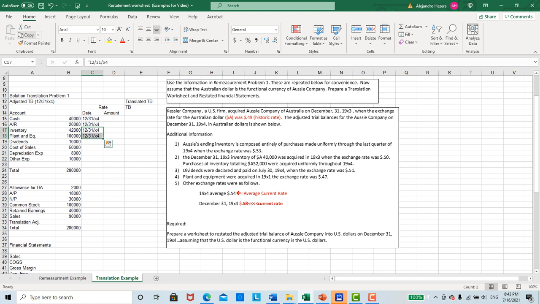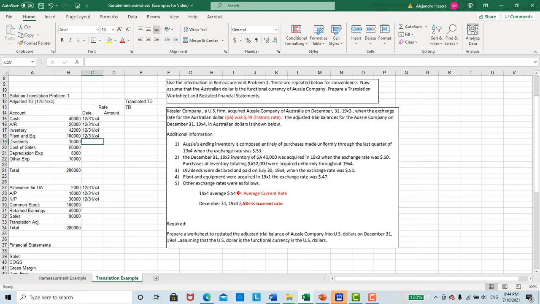But we're also going to take items which you might record at historical value, inventory and plant and equipment, and we're going to also translate those at the current rate, which is theoretically kind of inconsistent, but that's the way the method is done. Keep it simple. Then for the allowance for doubtful accounts, we're going to use the same rate here, and the same rate for accounts payable and notes payable.